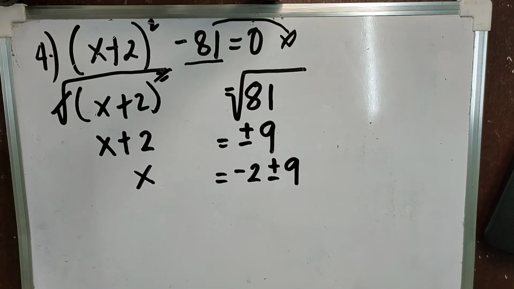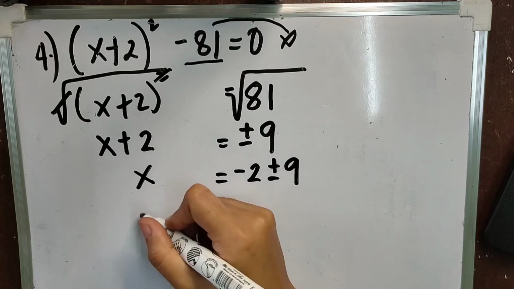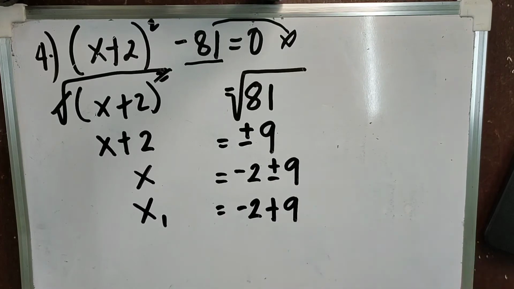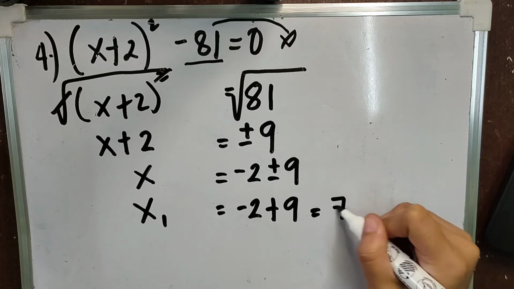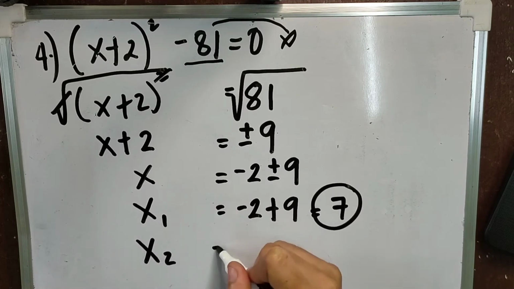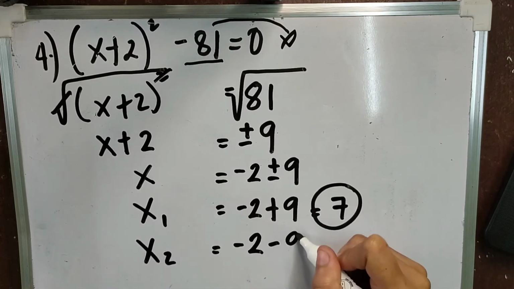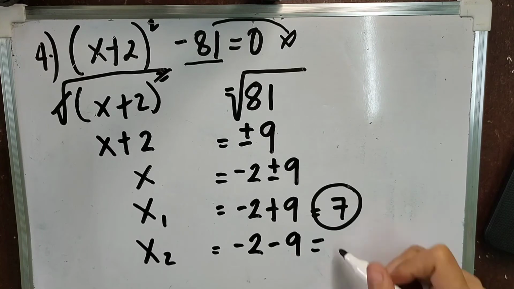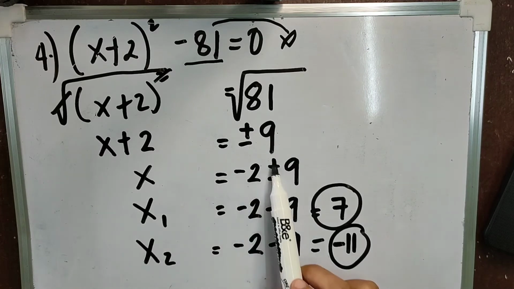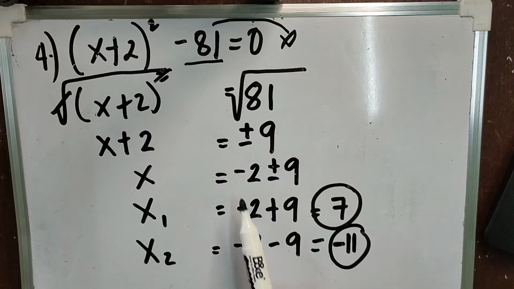So, we have x sub 1 and x sub 2. Your x sub 1 here is negative 2 plus 9, which is positive 7. So, that is your x sub 1. Your x sub 2 is negative 2 minus 9 equals negative 11. So, x sub 1 is negative 2 plus 9, and x sub 2 is negative 2 minus 9. So, we have 7 and negative 11.